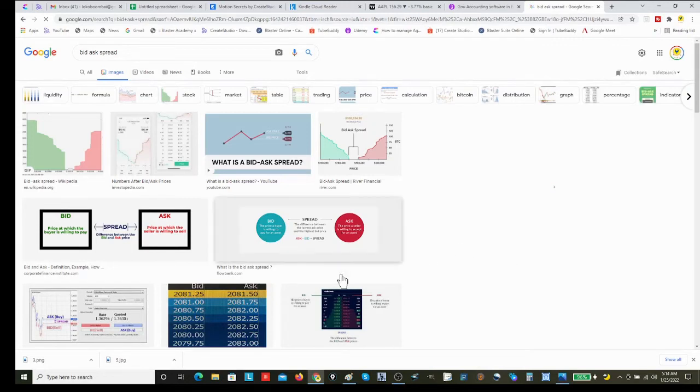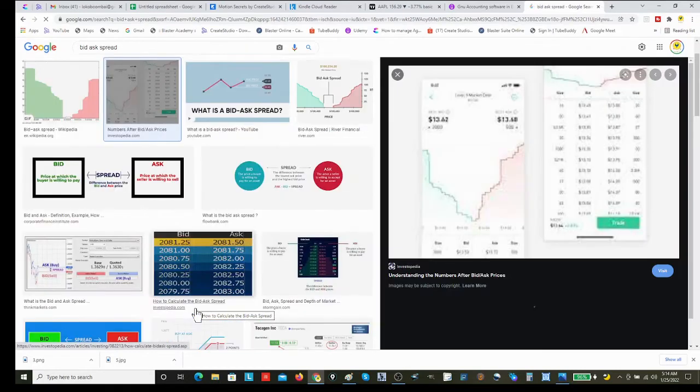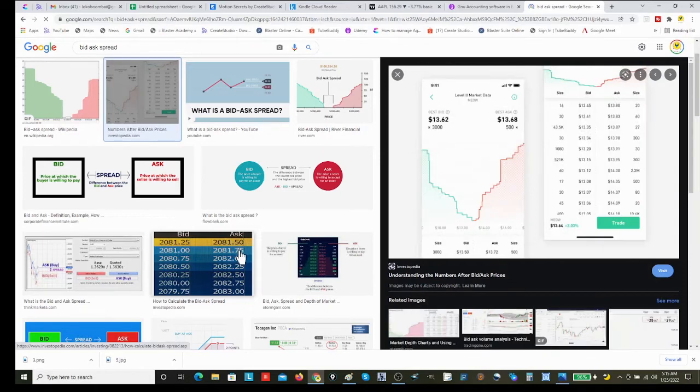So you can see here, bid, buyers. This is the price buyers are willing to buy. And the ask is from the sellers, the price that the sellers are asking from potential buyers before they part with their stock. In this case, remember, we're talking about the stock market. So the ask price always goes up as we go down the column, whereas the bid price goes lower. And you can see that from here as well.